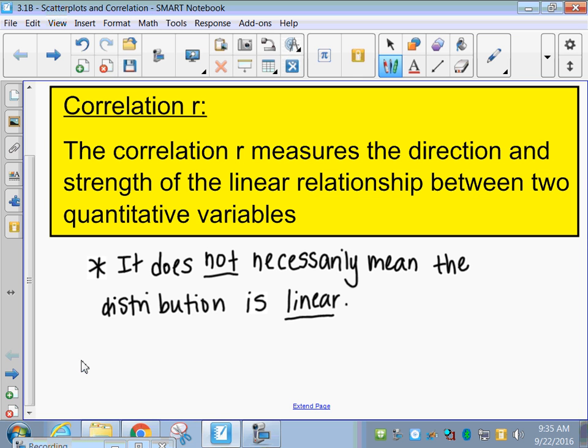If it's a positive R value, what does it mean about the points? What do they look like? Up, right? Rise right. Okay. And the negative R value, the points should kind of fall.